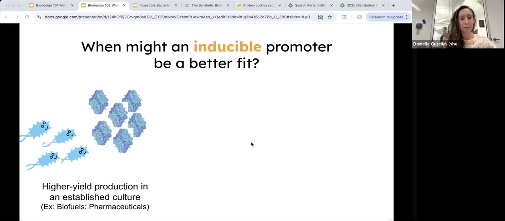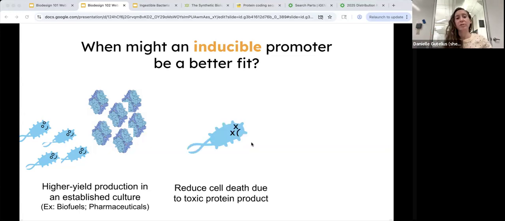One example might be when you want to have high yield production of a protein. So again, if you're dealing with biofuels or producing pharmaceuticals, a really easy way that you can boost production is by growing your culture first so that you have happy, healthy, fed cells. And then you tell them, okay, now make my protein. And then you'll get a lot of protein.